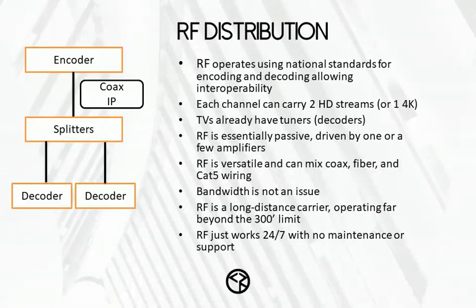Now that you've encoded the channels, you need to look at how you're going to distribute it to various TVs around a facility. And RF distribution has been a popular choice for a couple big reasons. Number one, it's based on a national standard, so that I could use encoder B and that'll play back on TV A, B, C, D, E, F, G.